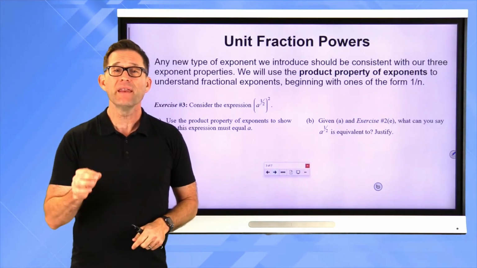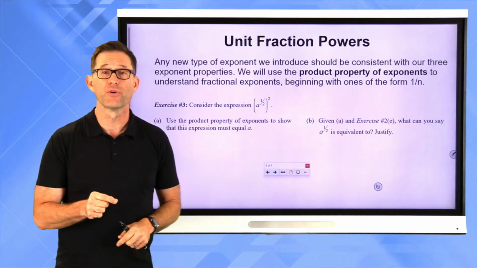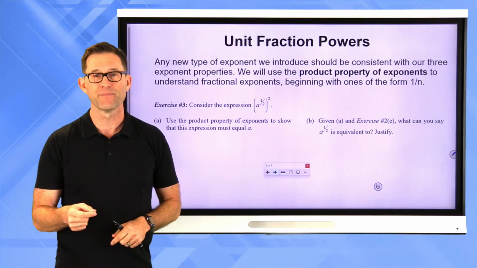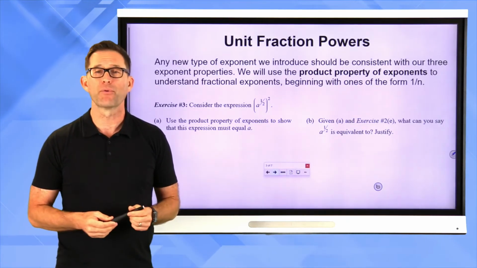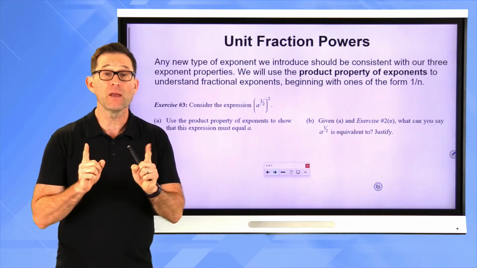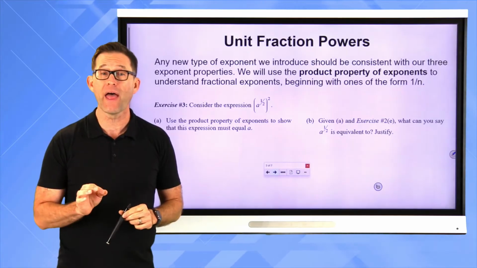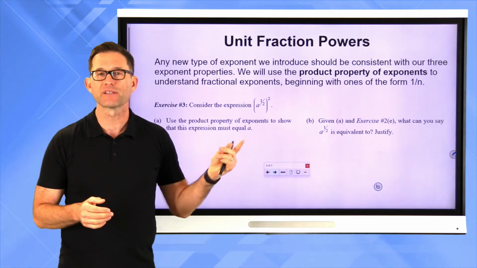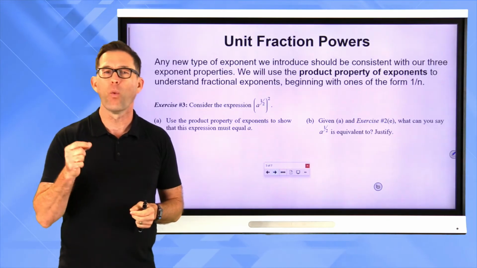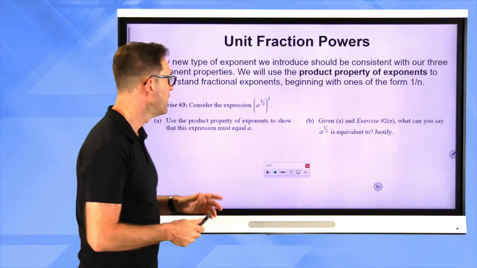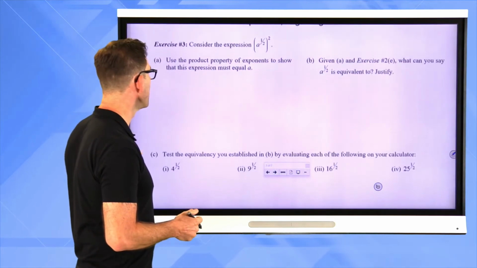All right, any new type of exponent that we introduce should be consistent with our 3 exponent properties. We will use the product property of exponents to understand fractional exponents, beginning with ones of the form 1 over n. So the first thing I want to do is understand something like a fractional exponent of 1/2, or of 1/3, or 1/5, or 1/10. I want to understand that. So let's take a look at exercise number 3.